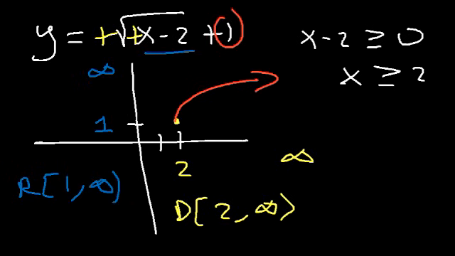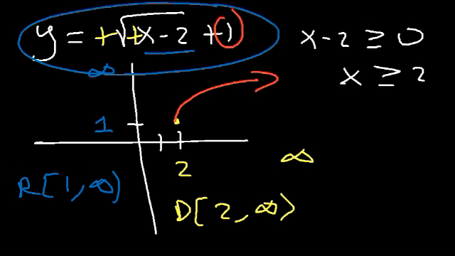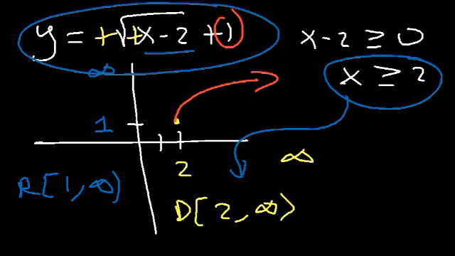So it might be easier to draw a rough sketch and then you can easily see what the domain and range will be. Or you can set the inside equal to 0 and solve for x. So you can see that x is equal to or greater than 2, which we can see in the domain. x is not less than 2.